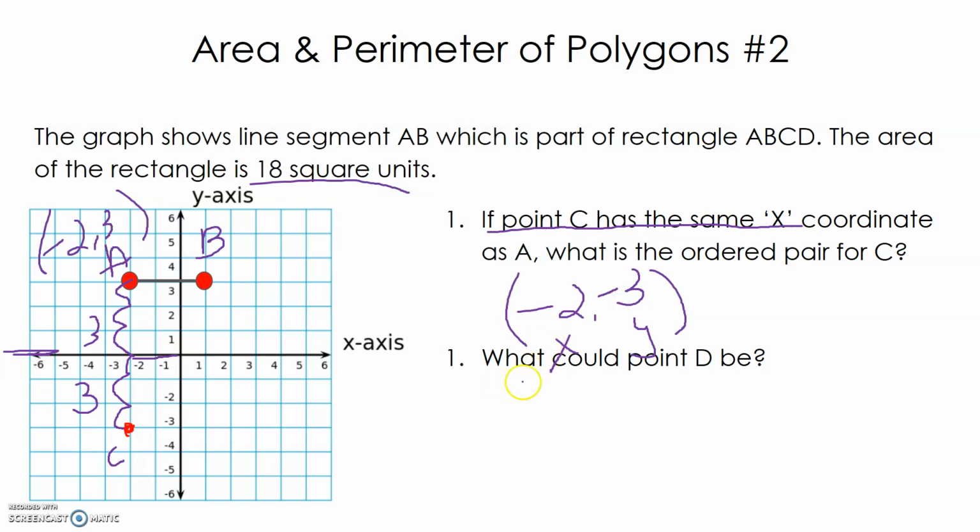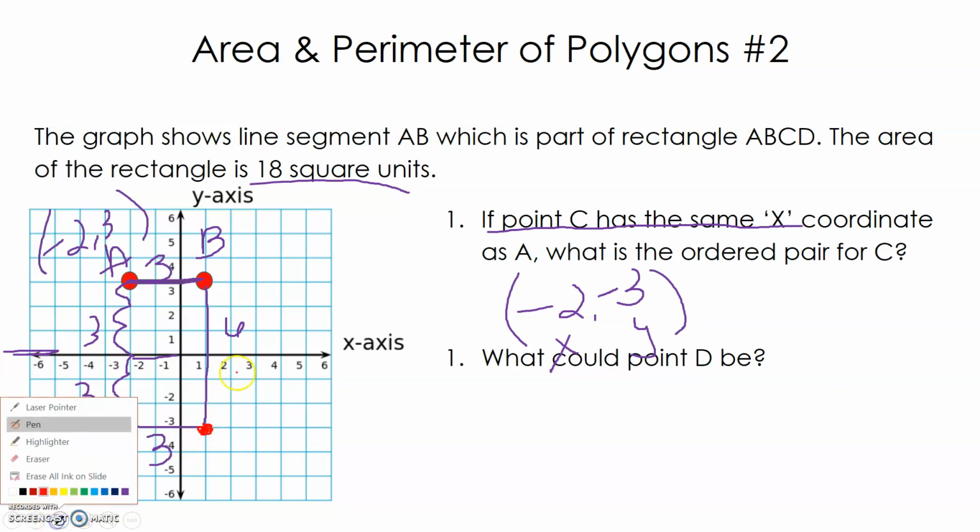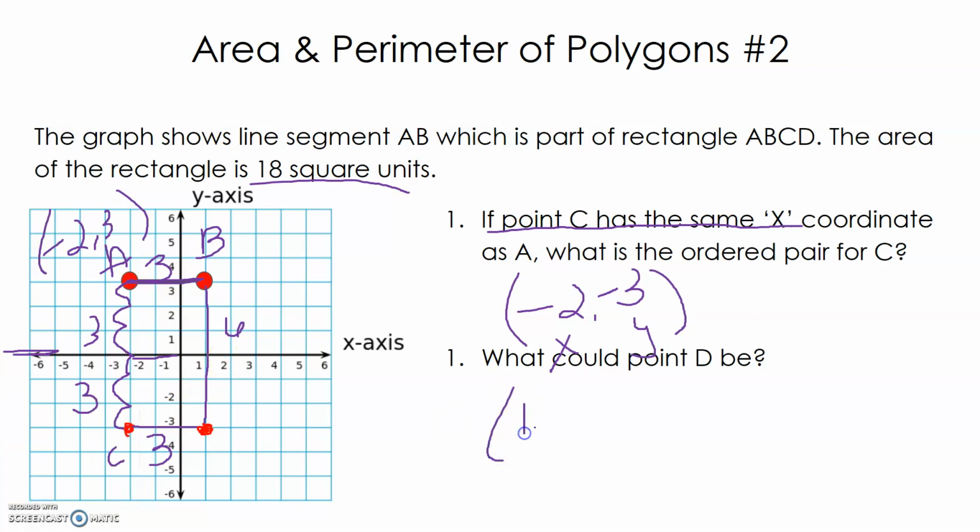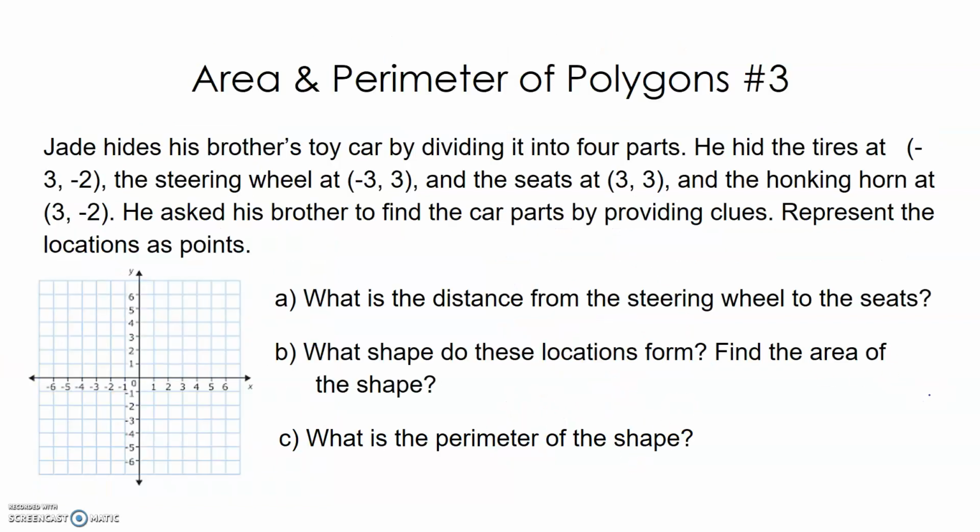Lastly, what could point D be? We're still going to use distance. If I know that the parallel sides are the same, this should also be 6 units. And the distance between A and B is 3 units. That means the distance between C and wherever D would be would also be 3, which checks out. So D would land right there. D's ordered pair is (1, 3). Again, pretty straightforward.